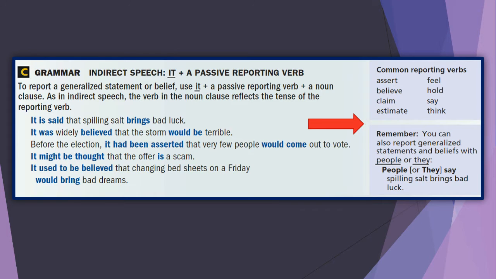Grammar. Indirect speech: it plus a passive reporting verb. To report a generalized statement or belief, use it plus a passive reporting verb plus a noun clause. As in indirect speech, the verb in the noun clause reflects the tense of the reporting verb, as you can see in the examples. Also, on the right side, you can see the common reporting verbs, and another little chart we need to read. Remember, you can also report generalized statements and beliefs with people or others.